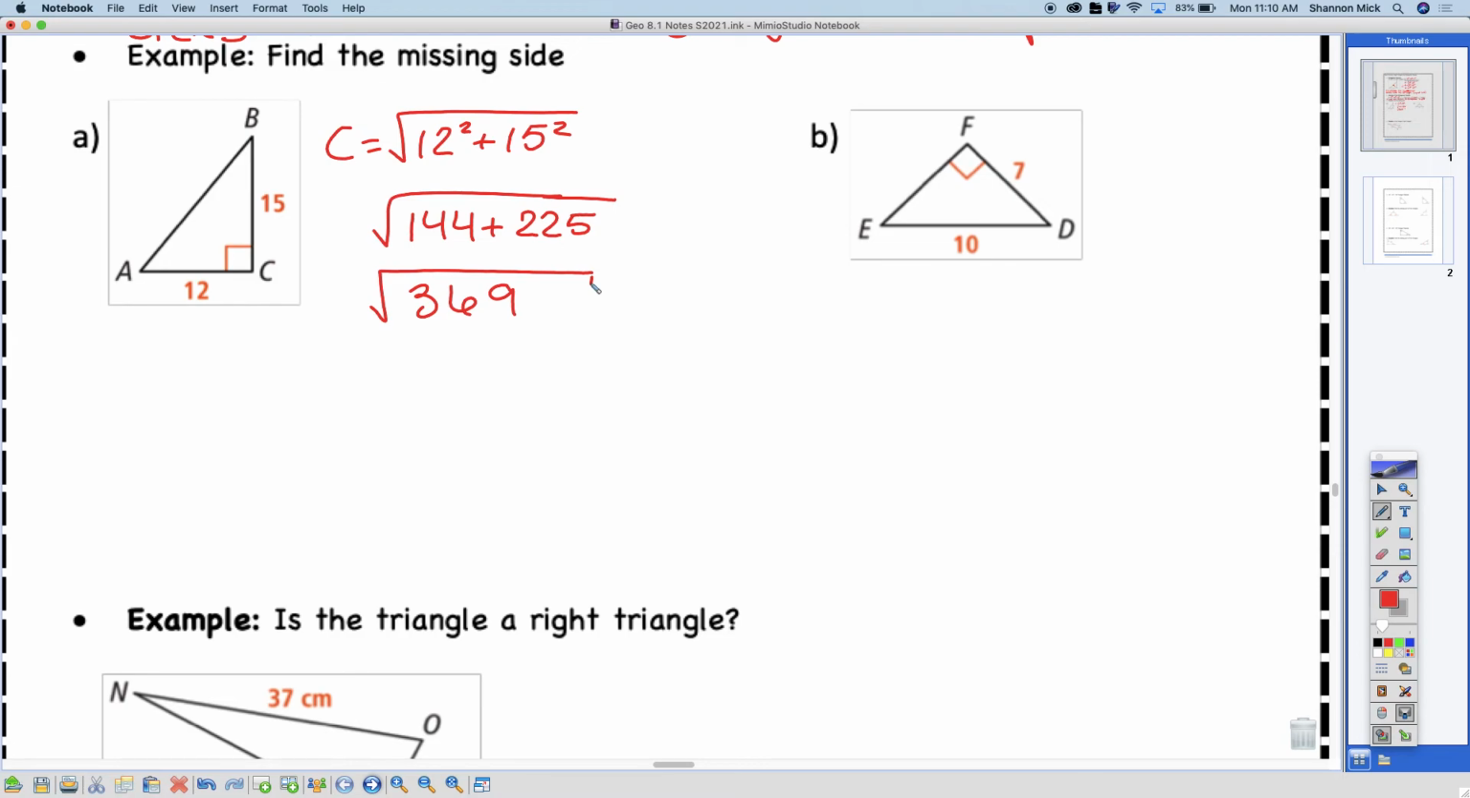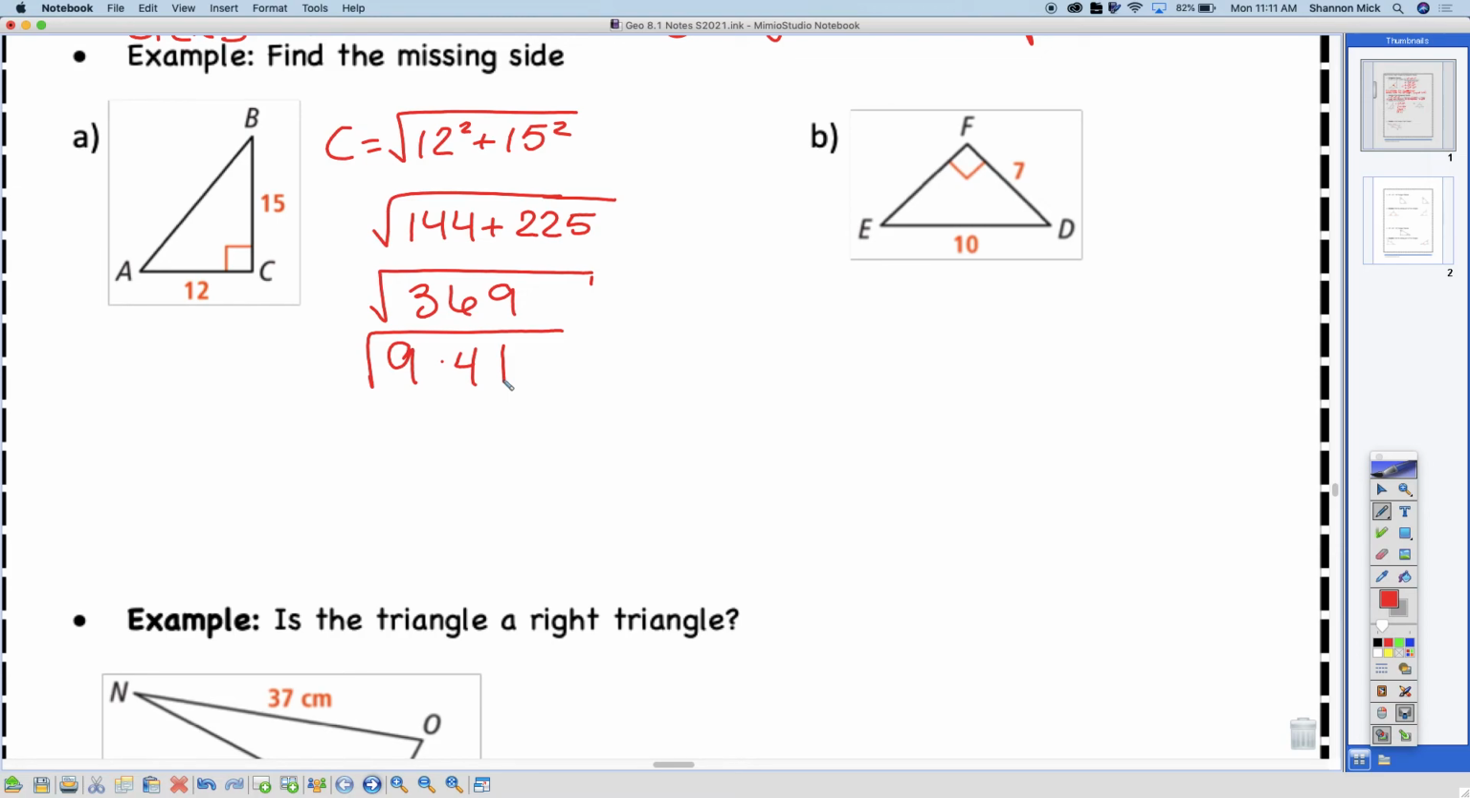No. Okay, so we have 9 times. 9 goes into 36 how many times? 4. Chance just told you 9 times 4 was 36. Okay, 9 goes into 9 how many times? 1. Okay, 41. Can I break 41 down any further? No, I'm done with it. So, there's no perfect square in 41.